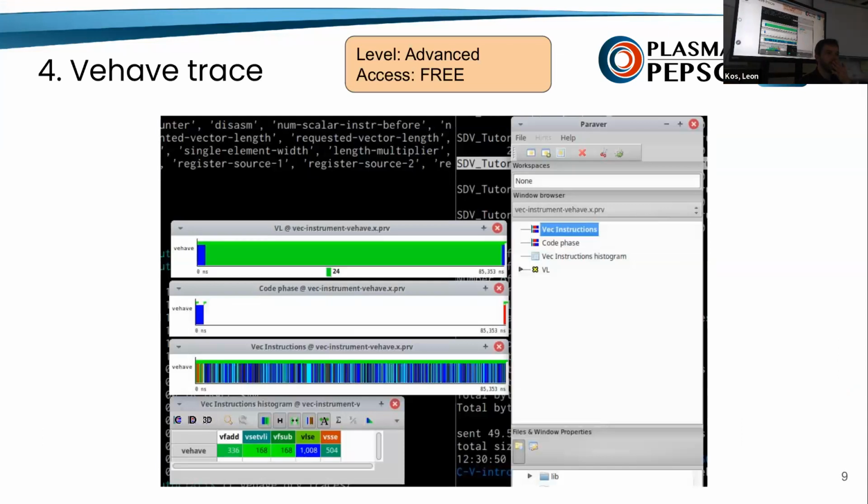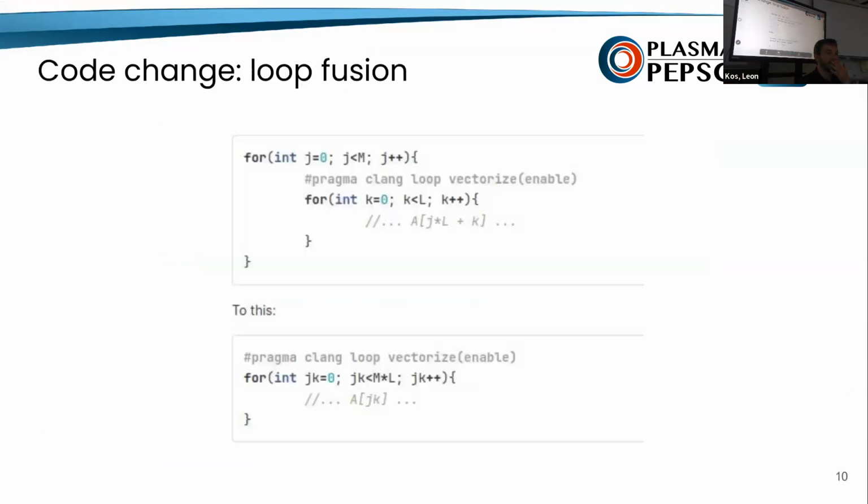So how can I find out the reason for this 24? In principle, I could try to optimize this and get longer vector lengths by rearranging the code or whatever. The reason is actually in what I'm going to show now.